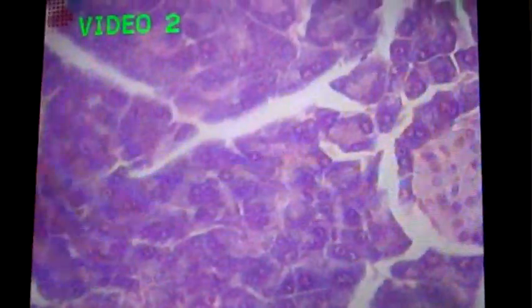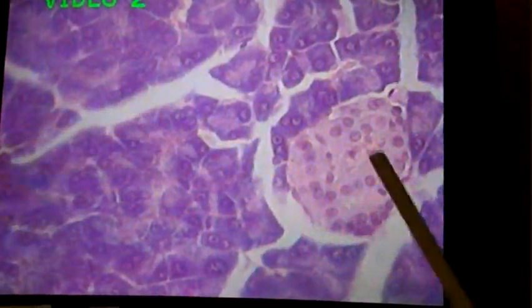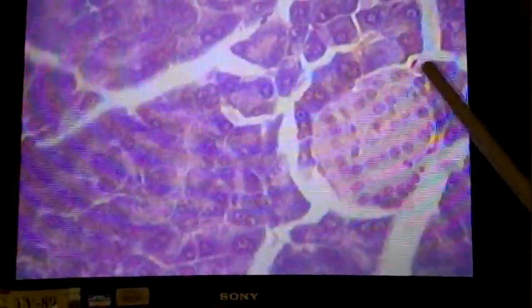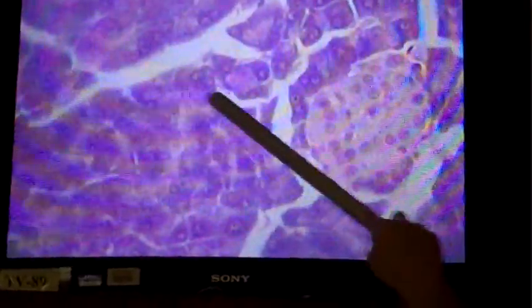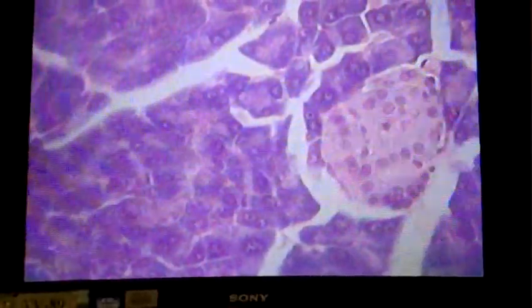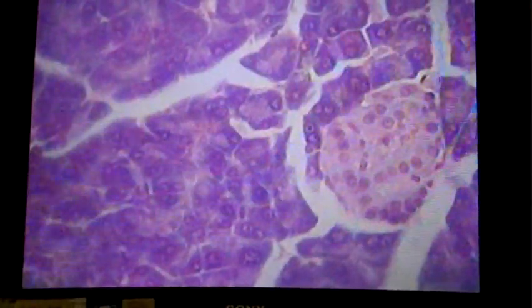Might be a question that you ask him. What are you looking at here? It says pancreas. Pancreas has 2 regions, right? Because it has 2 functions. What are these lighter regions called? These are the Isles of Langerhans. And then what are these cells called? Acini. What do these produce? Pancreatic juice. What does this produce? Glucagon and insulin.